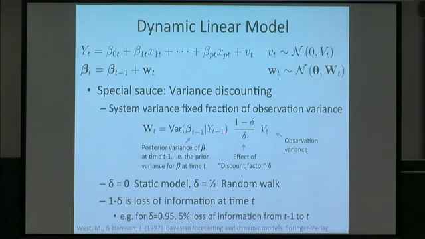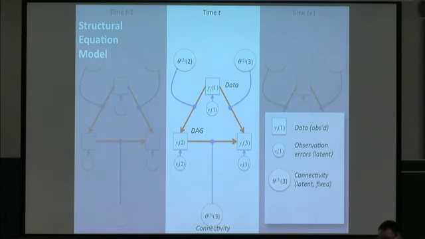So you can see if delta is 0 here, then this is static, and we actually have a regular regression model. There's nothing dynamic about it. And if it's a half, it kind of looks like a random walk. You can interpret this delta parameter as the information lost: 1 minus delta is the information lost at each time point t. So just graphically, that's a regular dynamic regression model. It's used as a standard Bayesian time series model.